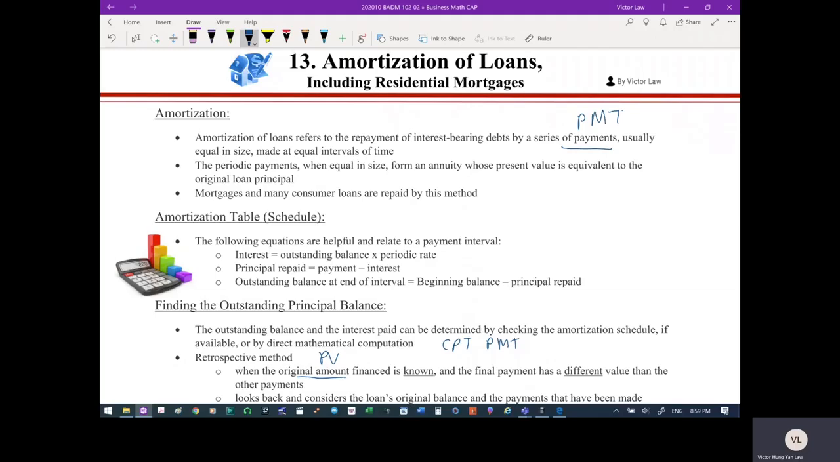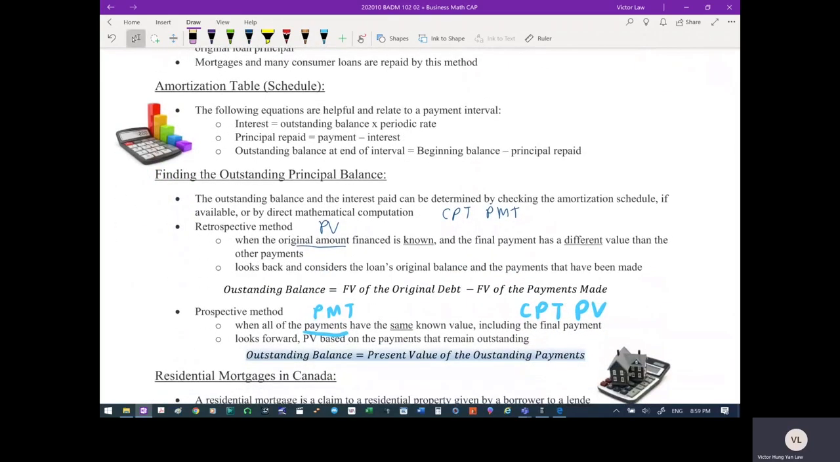And when we're looking at calculating amortization, there are two methods. The first method is called the retrospective method, and that's basically when the original amount financed is known, so when the present value is known. We know exactly how much we're borrowing, which is the normal case, and then we're just computing for PMT, and the final payment will be different.